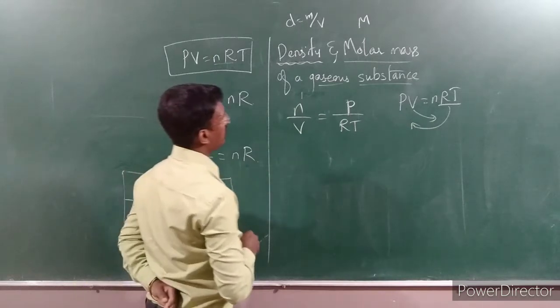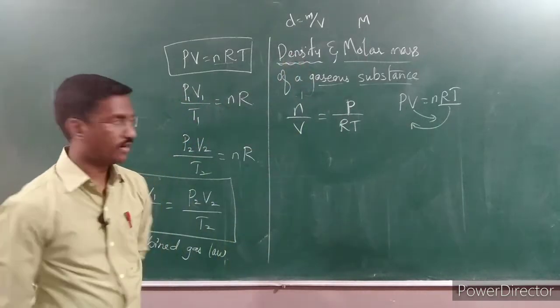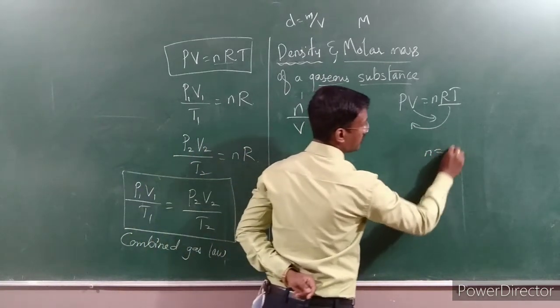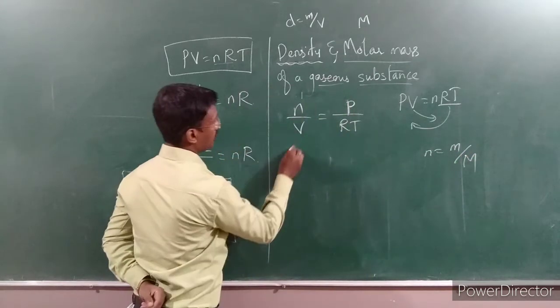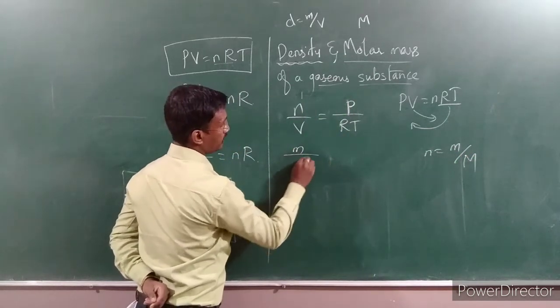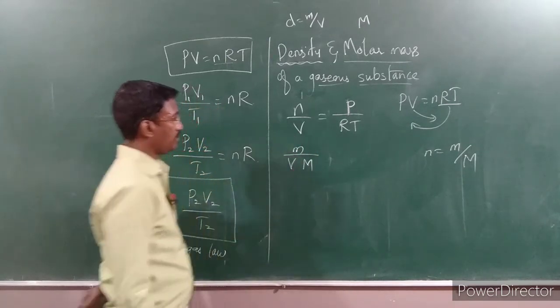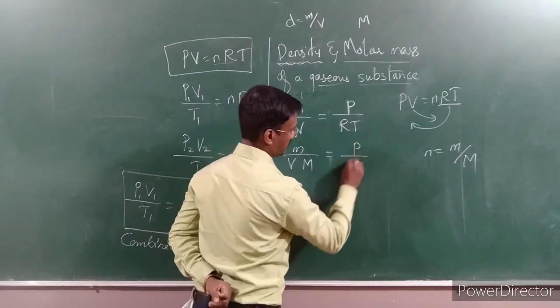So why are we writing like this? Just to generate the density and molar mass formula. So we know that n is nothing but what? n is nothing but small m divided by capital M, to calculate the number of moles. So I will write small m divided by capital M into V, and P by RT remains as it is.